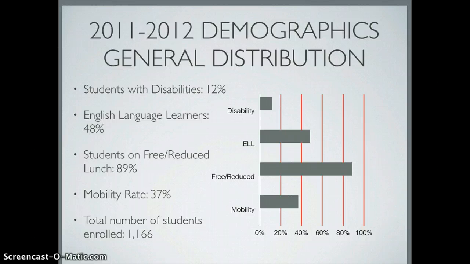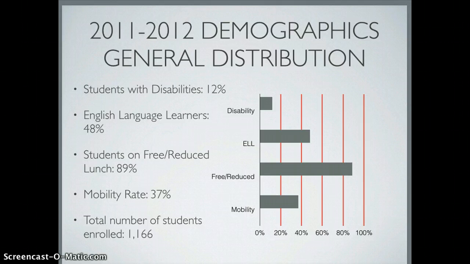Let's look at the 2011-2012 demographics for our school. We have a unique makeup for the area in which we live and work. And here we have many students who are English language learners, and also a large population of students who are on free and reduced lunch. And our mobility rate is really high for the area that we live in.